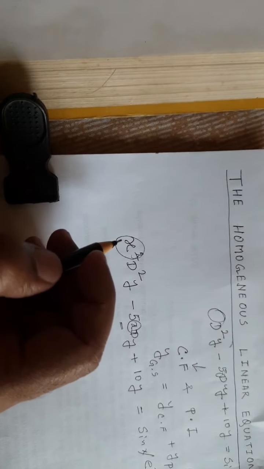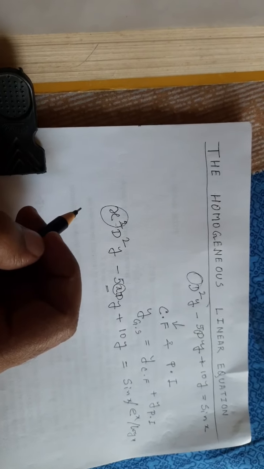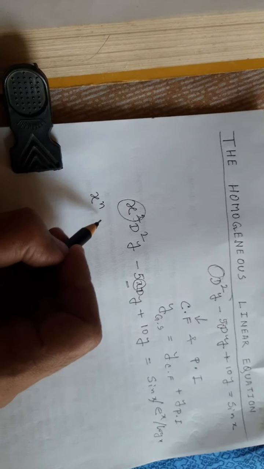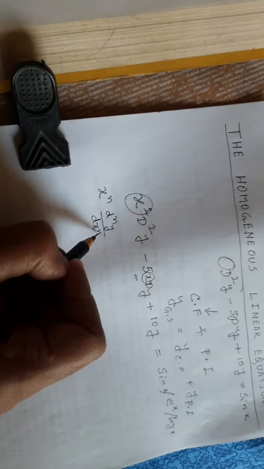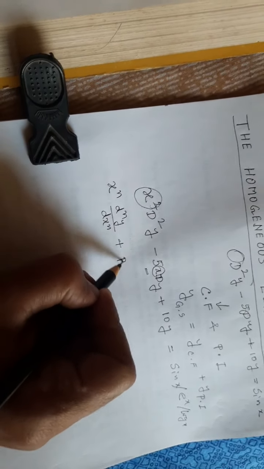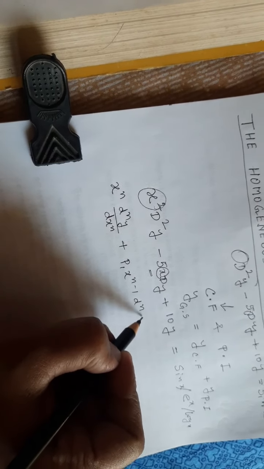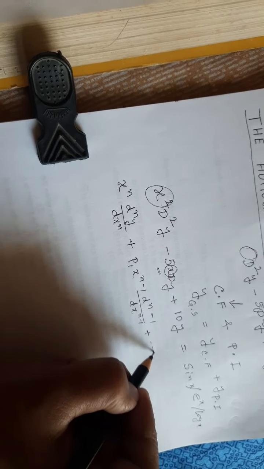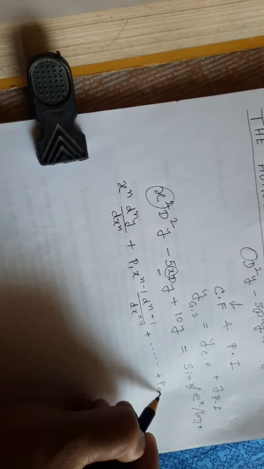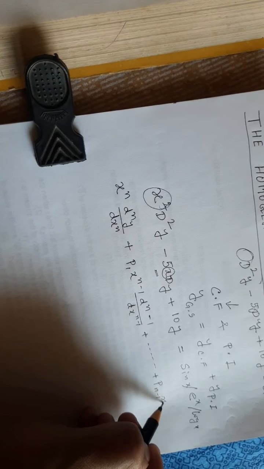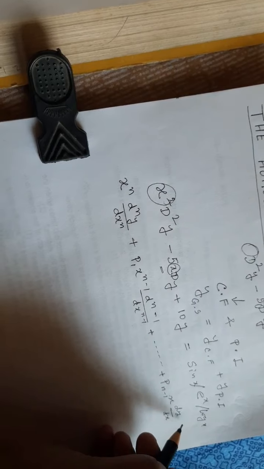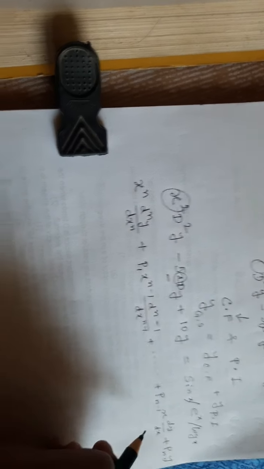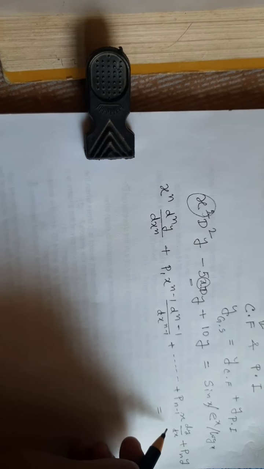We now write the general form of the homogeneous linear equation or Cauchy-Euler equation: x to the power n d to the power n y by dx to the power n plus p1 x to the power n minus 1 d to the power n minus 1 y by dx to the power n minus 1 plus dot dot dot plus p n minus 1 x dy by dx plus p n y equals any function of x.